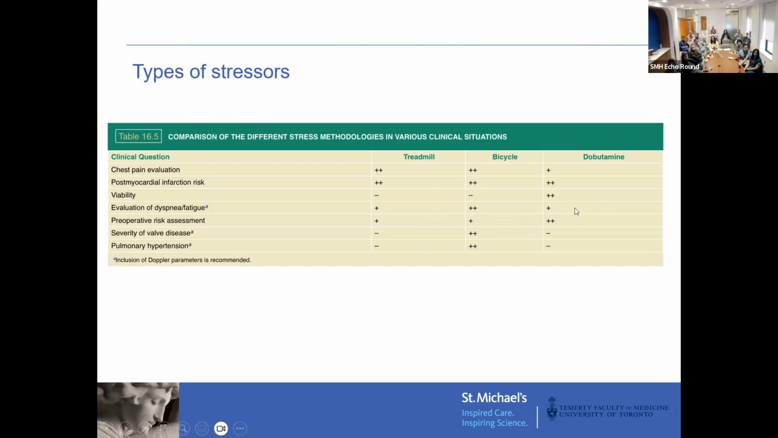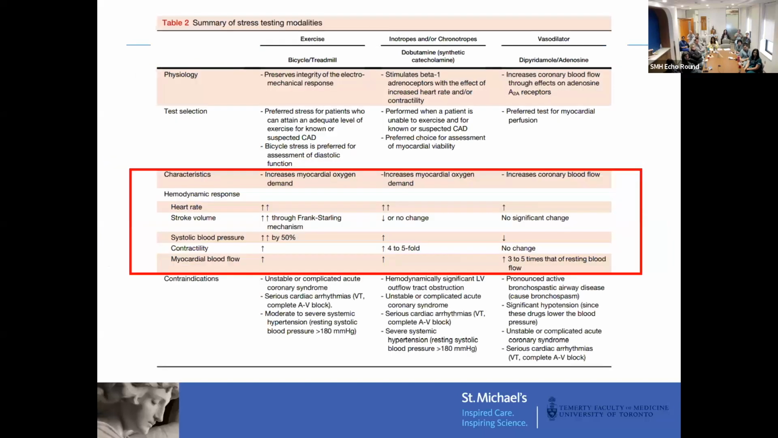Viability has been better validated for dobutamine testing because of low dose versus high dose response. Preoperative assessments, often those patients are quite unwell, so dobutamine may be the better choice. And then we're not talking about it so much today, but valve disease and pulmonary hypertension, you want to use bicycle stress because then you can take more pictures throughout the protocol rather than treadmill and dobutamine. Probably not the ideal setting for that.